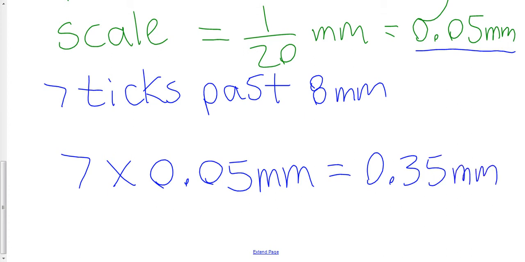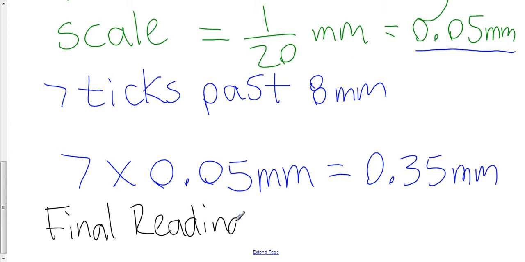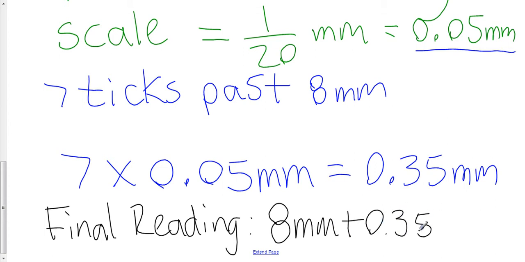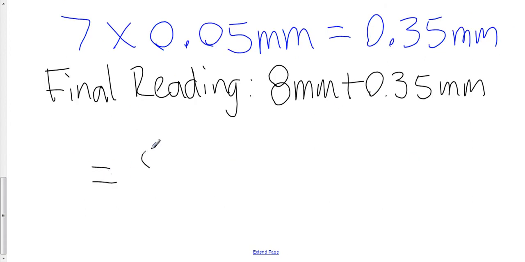So our final reading becomes 8 millimeters plus 0.35 millimeters, which is 8.35 millimeters.